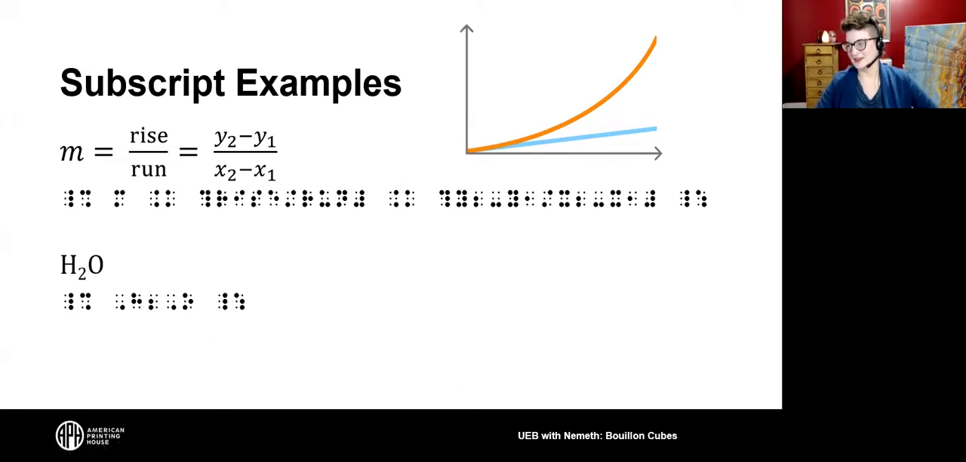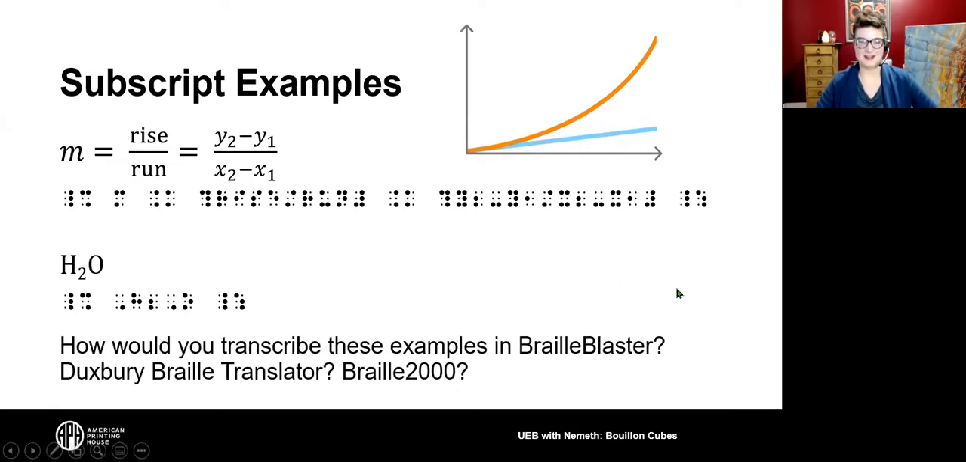All right, y'all. Here comes the part where I'm going to open an additional program. How would you transcribe these examples in Braille Blaster, Duxbury Braille Translator, Braille 2000? Before I open another software program, I have a small confession, which has been true for a long time. I am not an expert in Braille 2000. I'm afraid I'll have to direct you elsewhere for information about how to transcribe these examples in Braille 2000.